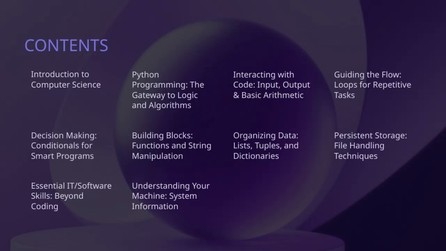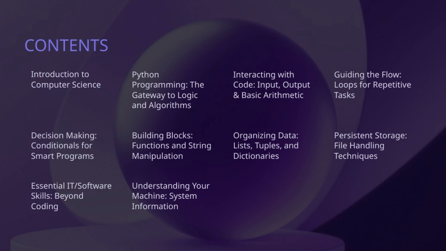Now, let's explore some fundamental concepts that form the backbone of programming and computer science. First up, persistent storage and file handling techniques. This is all about how we save and retrieve data, making sure our programs can remember information even after they shut down. Next, guiding the flow of our programs with loops. These are essential for repeating tasks efficiently without rewriting code over and over.